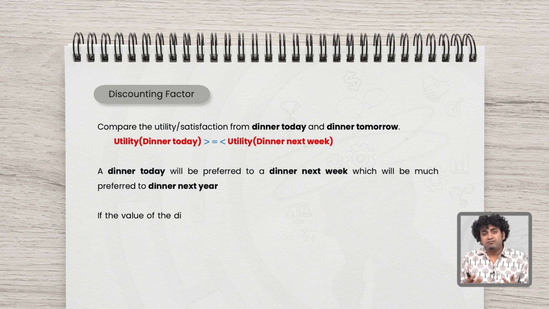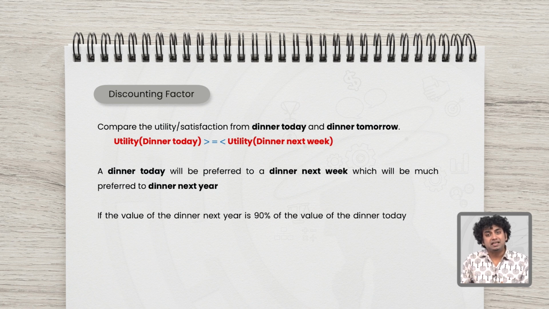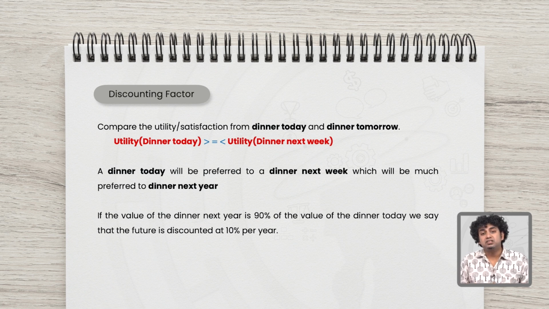Now, if the value of the dinner next year is 90% of the value of the dinner today, we say that the future is discounted at 10% per year.